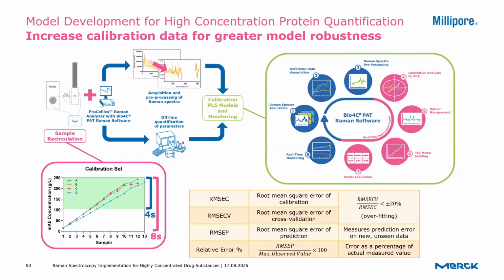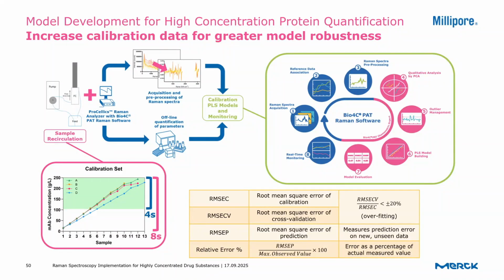For offline analysis, we used ProA HPLC, and these values were inputted as reference measurements for the spectra. So all of this was then fed into our pre-processing and PLS modeling workflow, which is included in the Procellics Raman and Chemometric Expert software, where we can perform qualitative analysis by PCA and outlier management. Proper tuning of pre-processing parameters is vital for developing an accurate and robust model. And these model evaluation outputs are what we rely on during the model building process.